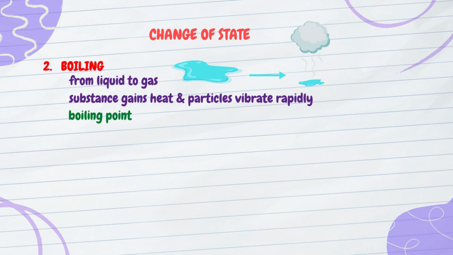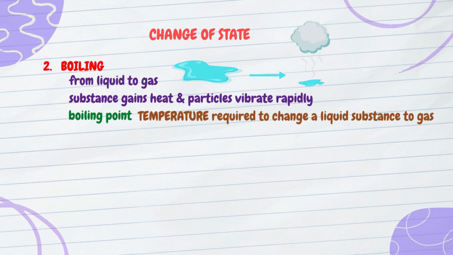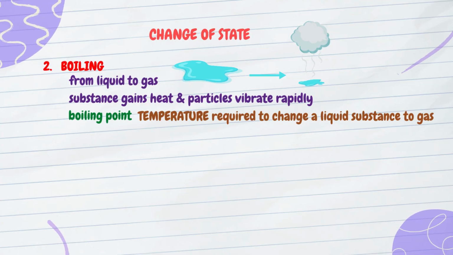The boiling point is the temperature at which a liquid substance changes to a gas. Substances have different boiling points. For instance, the boiling point of water is 100 degrees Celsius.